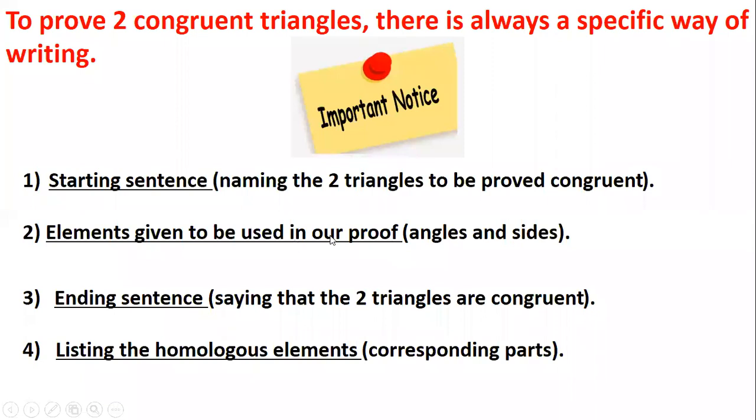Thank you, Maya. I want Adam Hajaji to continue reading. Step number 3: ending sentence, saying that the two triangles are congruent. After using the elements given, Adam, we simply say the two triangles are congruent. The two triangles ABC and DEF are congruent by, if we used angle side angle, then we say ASA. This is the ending sentence.